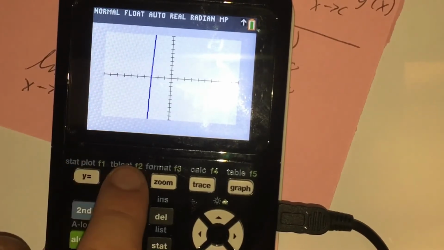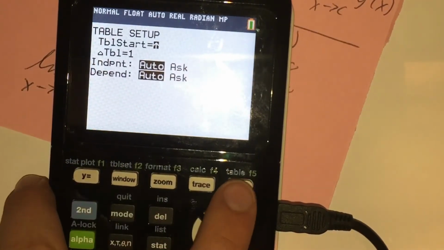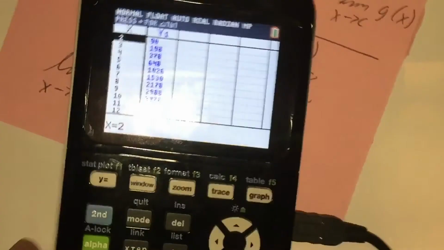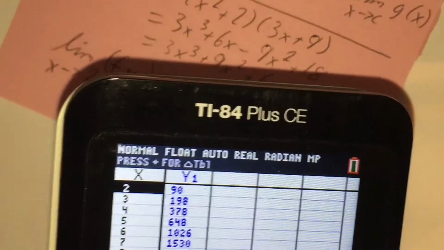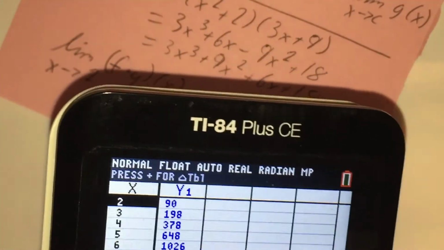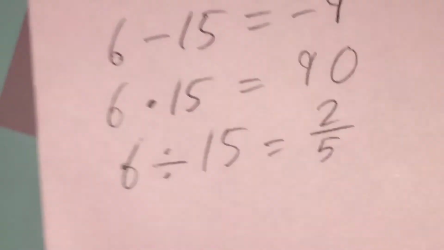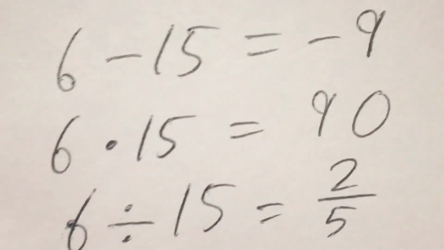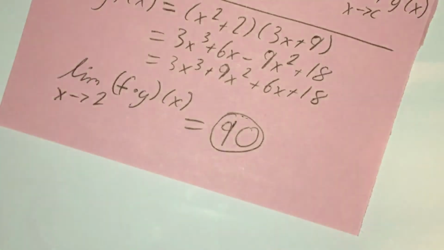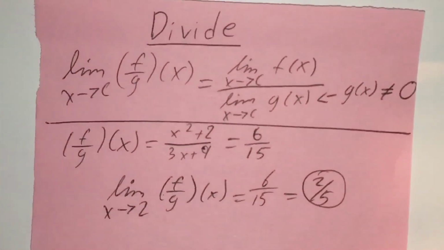Then we're going to hit second window, still at 2, second graph, and look right there. When we put in the limits, it's 90. Now, what do you think we get when we multiply 6 and 15? That's right, we get 90. Surprise, surprise. To round this out, we are going to divide.